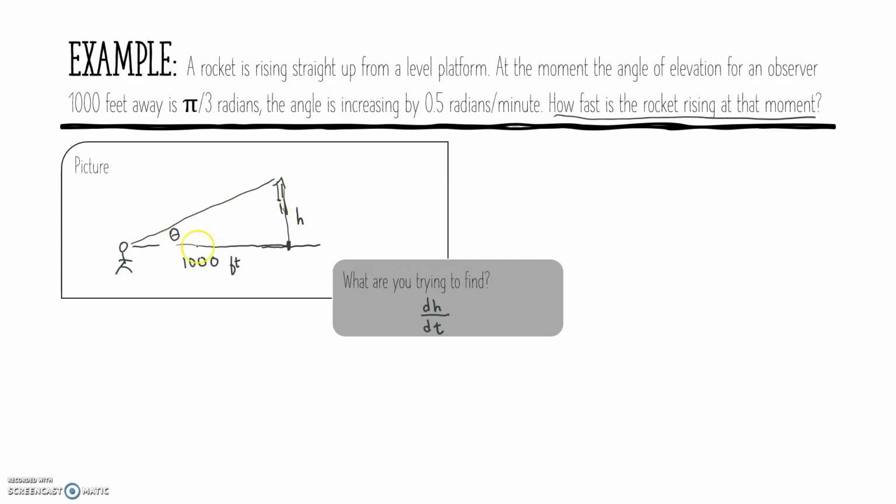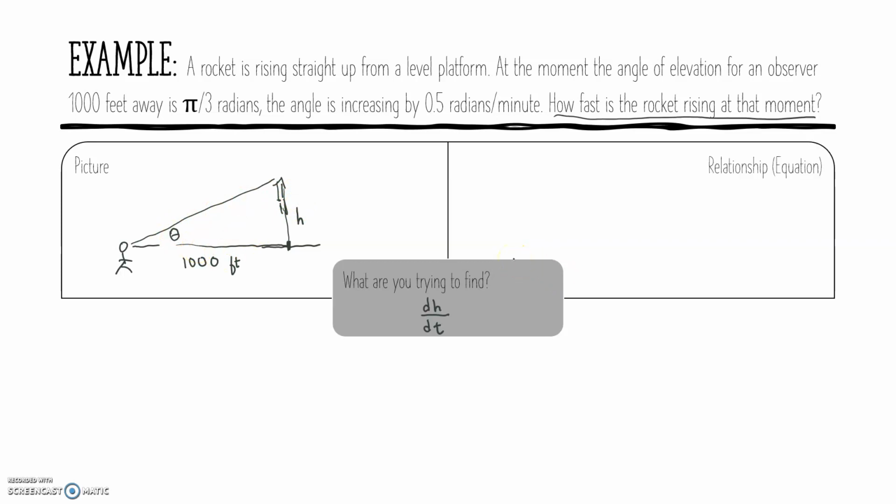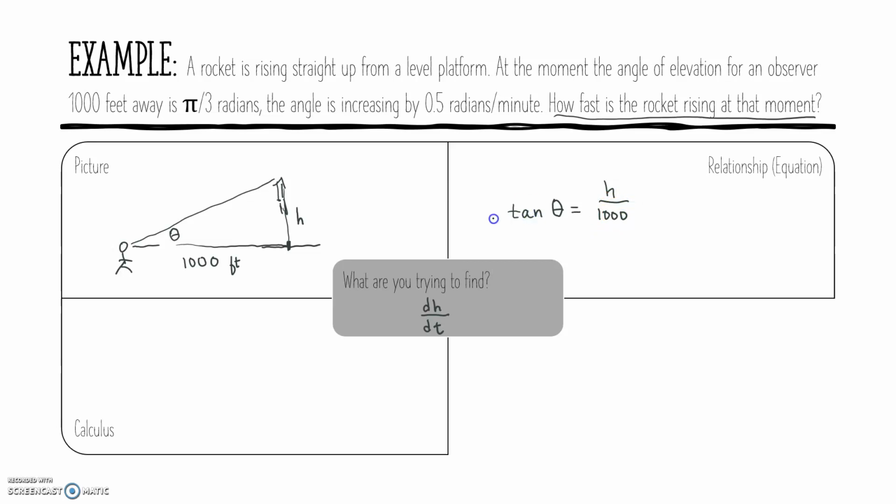Now, if I want a relationship between height and theta, I am going to use right triangle trig. Looks like tangent of theta is going to be h over 1,000. I'm going to take a derivative of this equation. The derivative of tangent is secant squared theta, but theta is changing with time as well. So that's going to be chain rule, so times d theta dt. And then I'm going to think of h over 1,000 as 1/1000th times h, so that I'm not doing quotient rule because it's a constant times h. So I have 1 over 1,000 times dh dt.